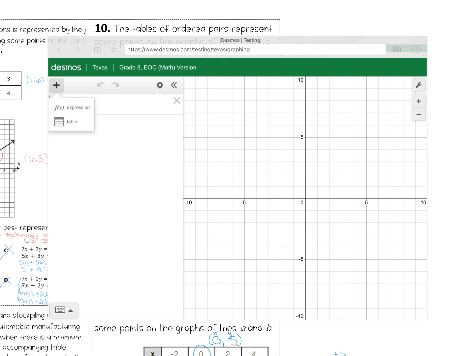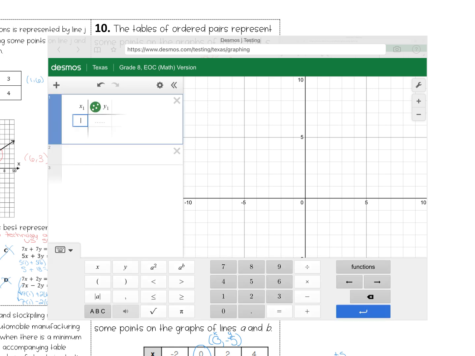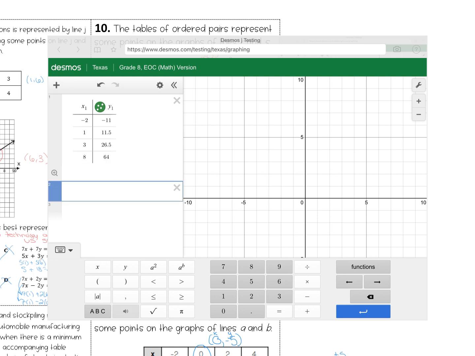So remember the plus sign, table, -2, enter 1, enter 3, enter 8. Then go to my Y column, -11, 11.5, 26.5, and 64. Oops, I didn't press enter. Enter, 64. And then we're going to type that formula again.